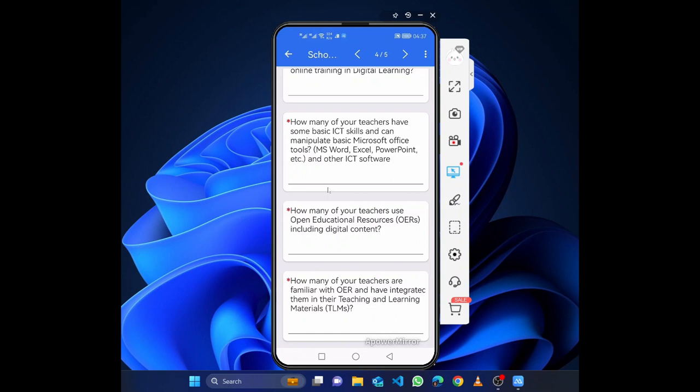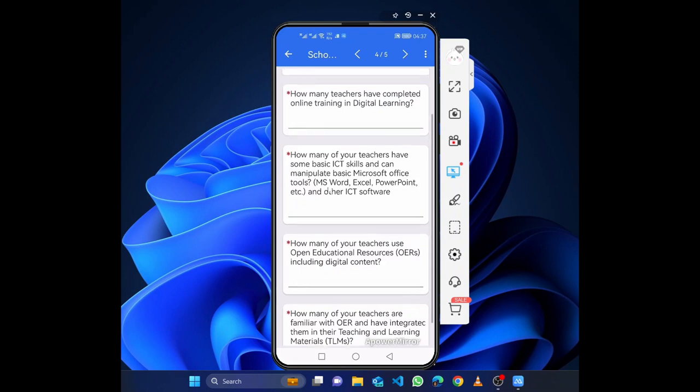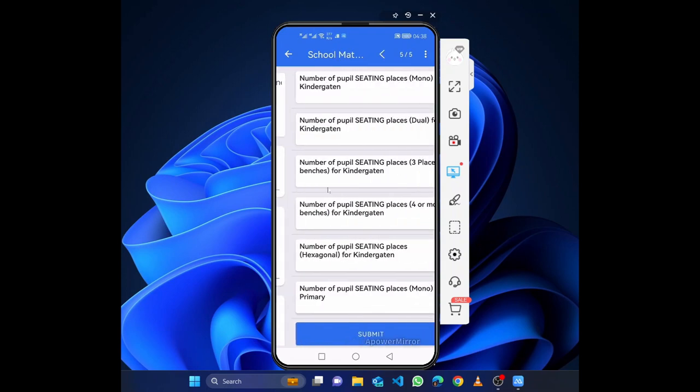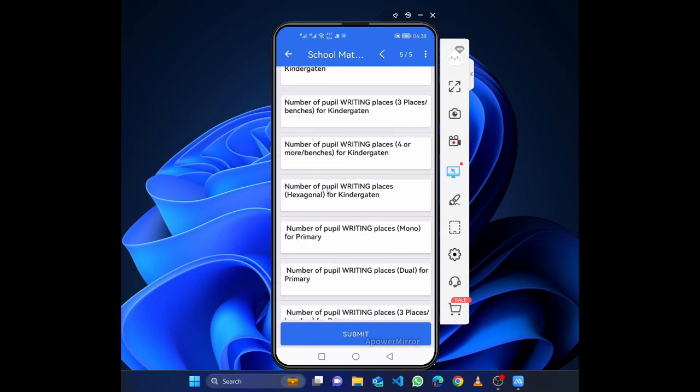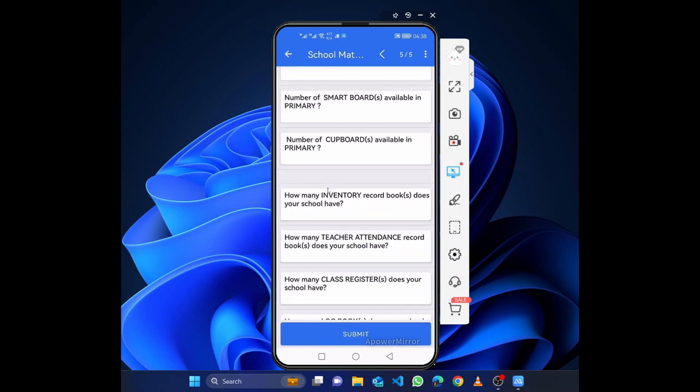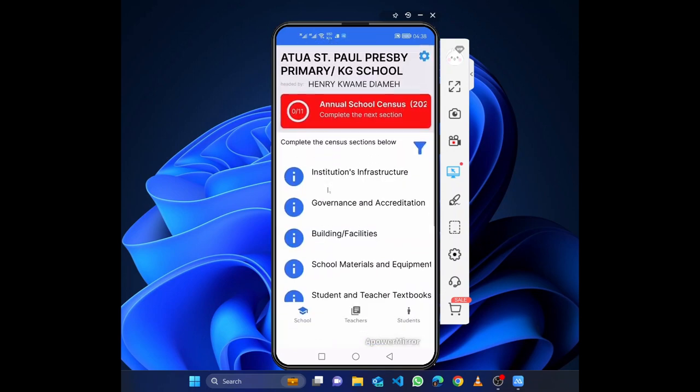Then, how many of your teachers use open educational resources, including digital content? So these are teachers who go online to find educational resources or educational materials to learn. You will be abreast with time. How many of them? Then you have a review of everything that you need to do.